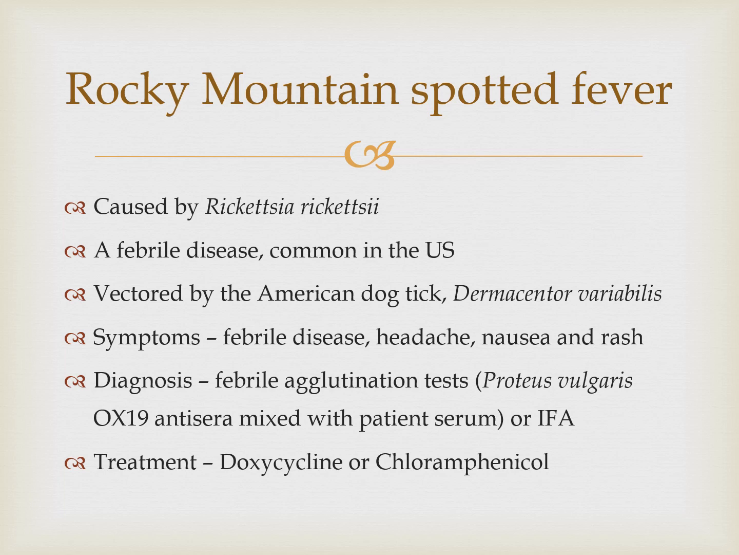And we can diagnose this serologically by using the febrile agglutination test, where Proteus vulgaris OX19 antisera is mixed with the patient's serum, and if it clumps, it means that our patient has a febrile disease with a rickettsial organism. You can also use indirect fluorescent antibody. The treatment of Rocky Mountain spotted fever would be doxycycline or chloramphenicol.